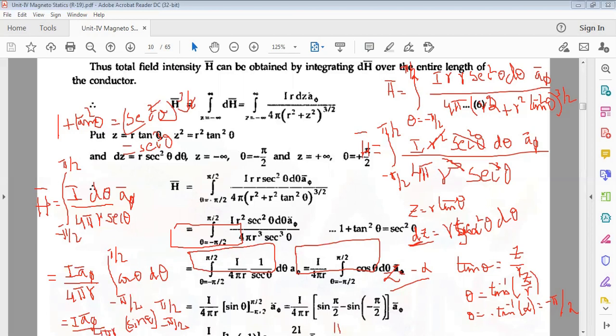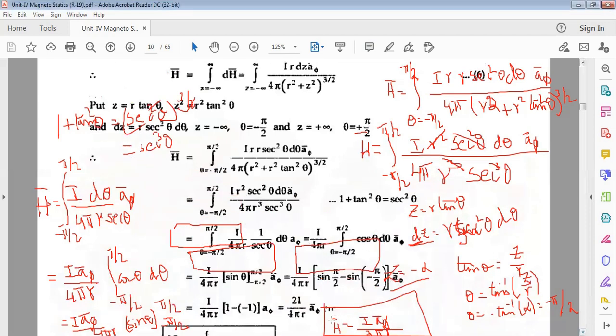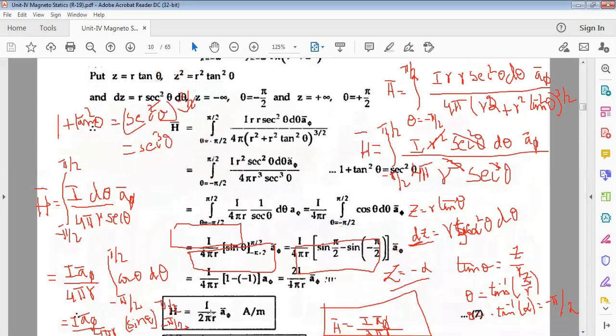So H bar is equal to I into a phi bar, whole divided by 4 pi r, and the sine theta I can substitute, it's 2. Finally you'll get 2 pi r. H bar is equal to I by 2 pi r into a phi bar amperes per meter.